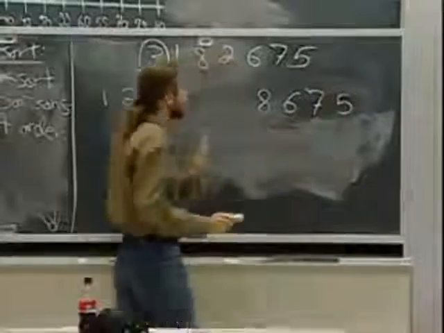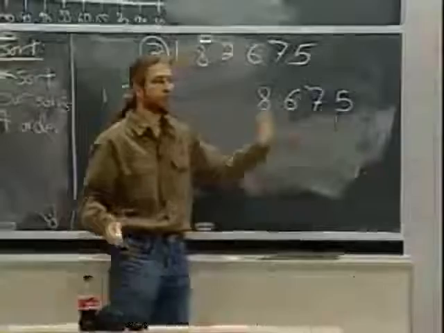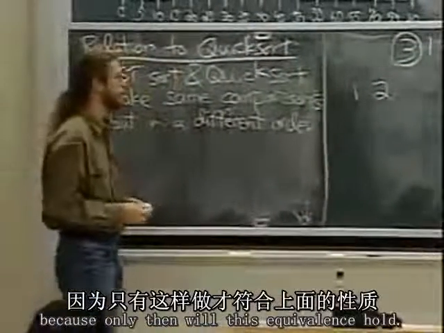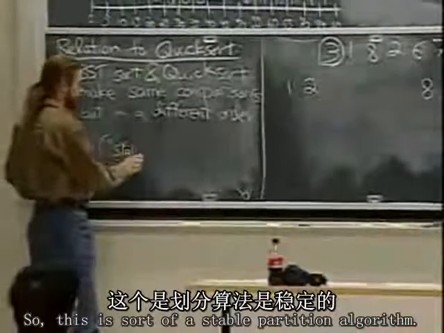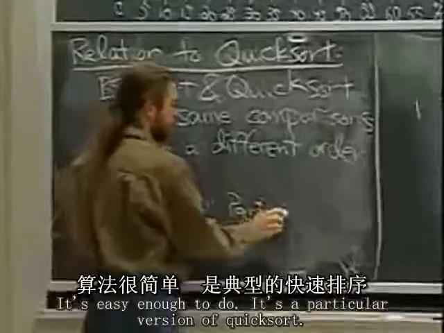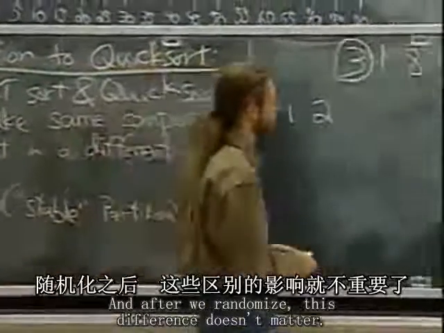And in this version of quicksort, I don't change the order of the elements 8, 6, 7, 5. So let's say the order is preserved, because only then will this equivalence hold. So this is sort of a stable partition algorithm. It's easy enough to do. It's a particular version of quicksort. And soon we're going to randomize, and after we randomize, this difference doesn't matter.